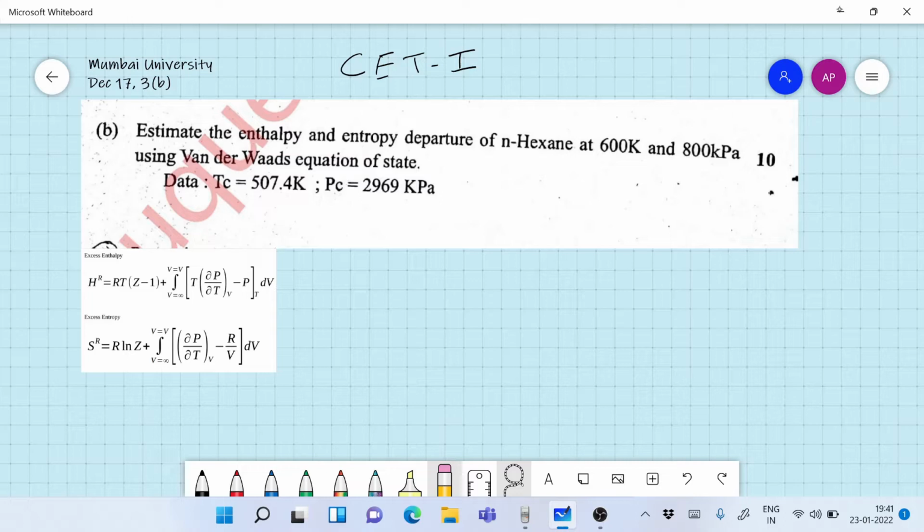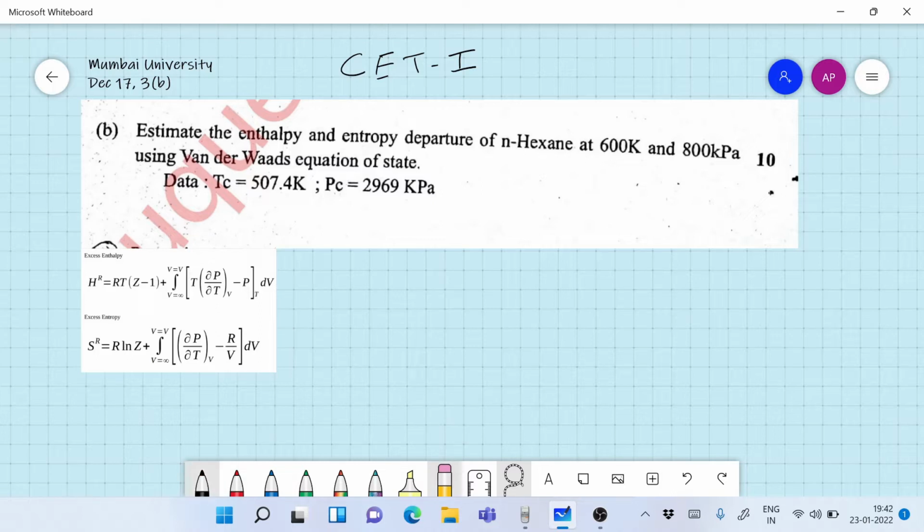Estimate the enthalpy and entropy of departure of n-hexane at 600 Kelvin and 800 kilopascal using the van der Waals equation of state. The critical temperatures and the critical pressures are given to you, and the formulas given here should suffice. You need not memorize the formulas for residual enthalpy and residual entropy for the van der Waals equation of state. If you know these forms, you can practically solve the problem for any cubic equation of state, and I'll demonstrate how to do that.